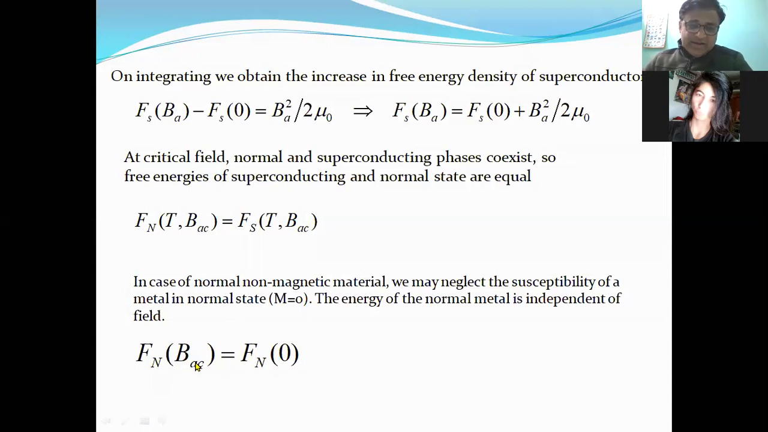So this is an assumption that here you have BAC, here you have 0, and so in a normal state. Remember that it is in the normal state when it is not a superconductor, it is just a normal conductor, so a non-magnetic material. So whether you apply a field or you don't apply a field, it doesn't matter.